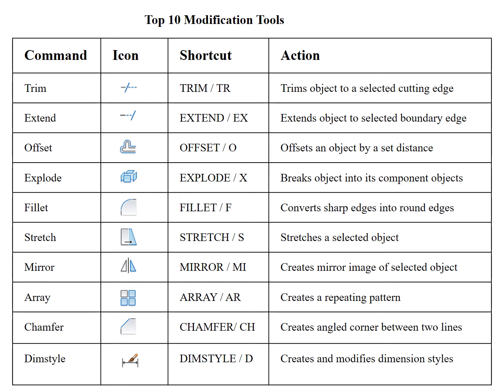Mirror, shortcut key is MI, creates mirror image of selected object. Array, shortcut key is AR, creates a repeating pattern. Chamfer, shortcut key is CH, creates angle corner between two lines. Dimension style, shortcut key is D, creates and modifies dimension styles.